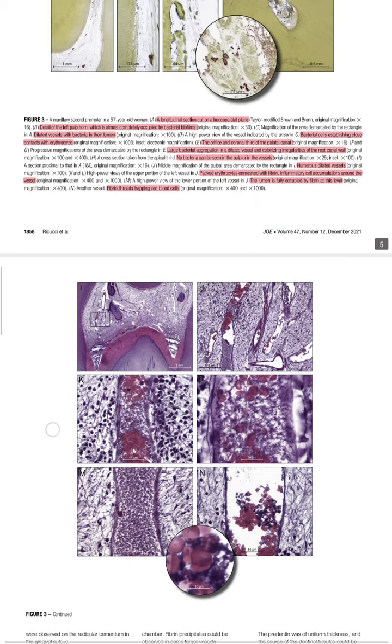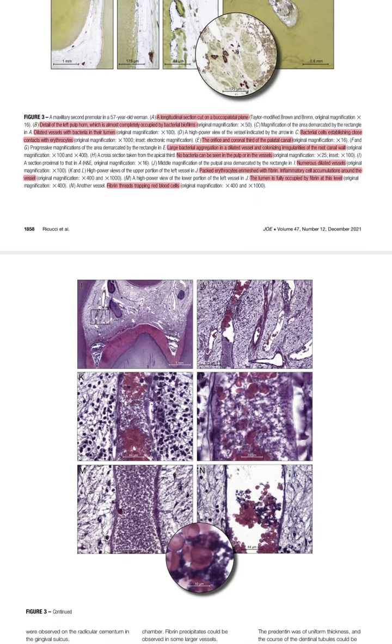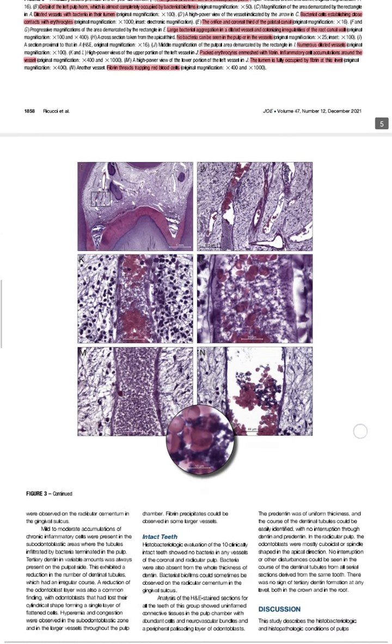The slices from I to N show hematoxylin and eosin stain, and they show numerous dilated vessels and packed erythrocytes enmeshed with fibrin, inflammatory cell accumulation around the vessel, and fibrin threads trapping red blood cells.